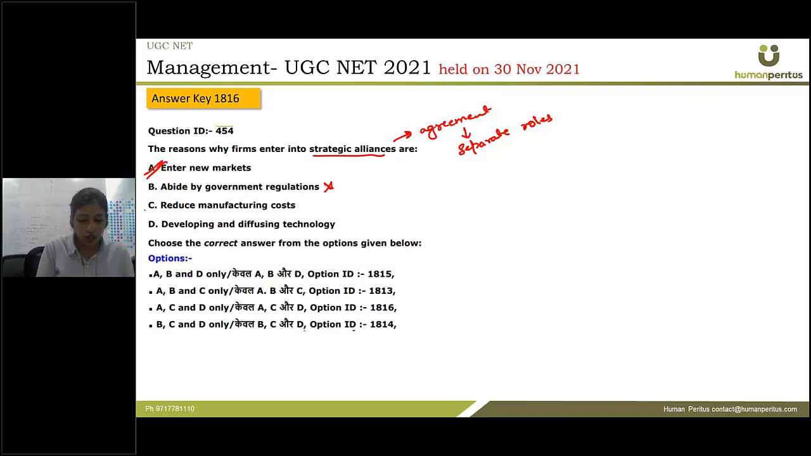Reduce manufacturing costs, right? Because when you form an alliance or pool your resources, your manufacturing cost will reduce. And developing and diffusing technology, correct? Because one company could have a particular technology, another will have a particular technology, and when they diffuse their technology, they will have efficiency in production. Or they can also combine their R&D and develop new technologies, so that will benefit both of them.